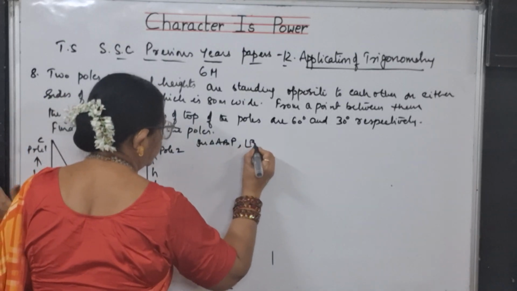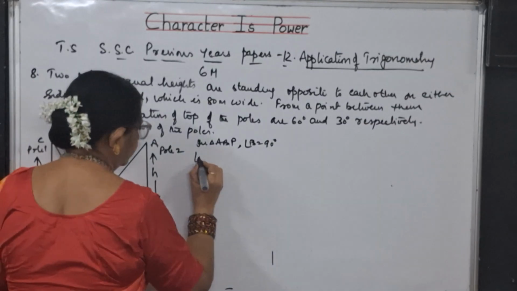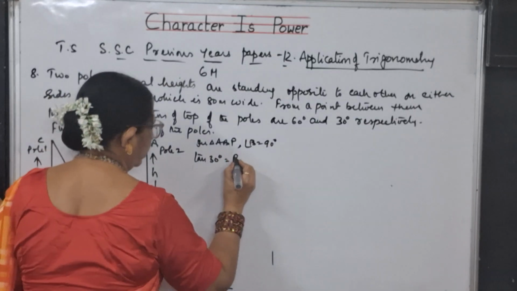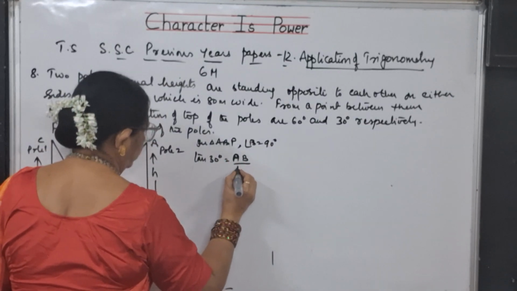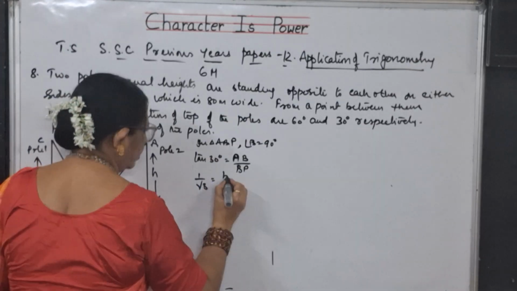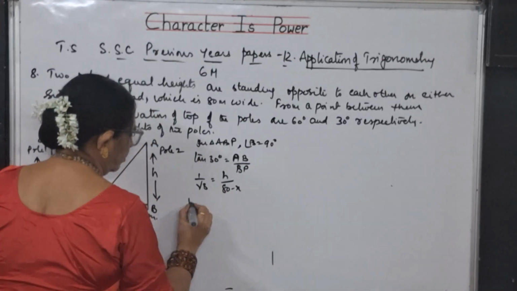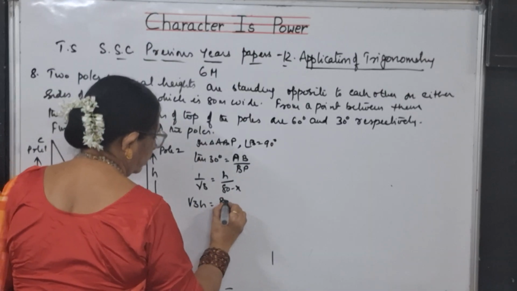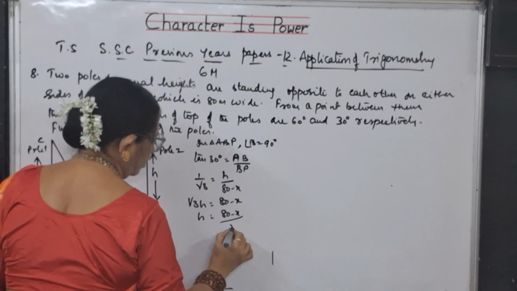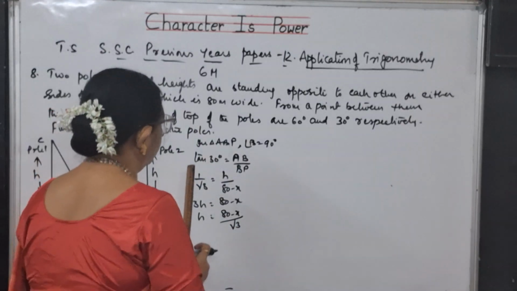In triangle ABP, angle B is 90 degrees. So, tan 30 degrees is equal to AB by BP. 1 by root 3 is equal to AB is H by BP is 80 minus X. So, root 3H is equal to 80 minus X. So, H is equal to 80 minus X by root 3. Leave it as it is. Now we go to the next one.